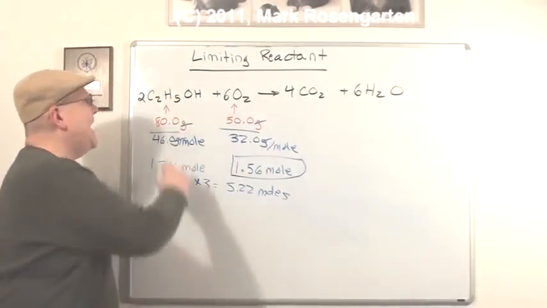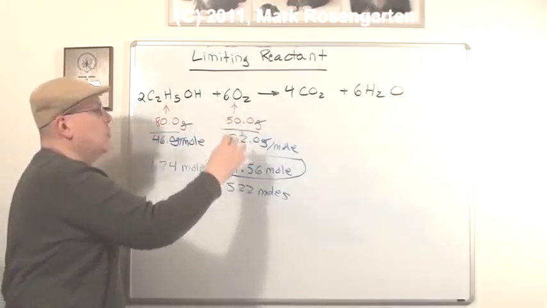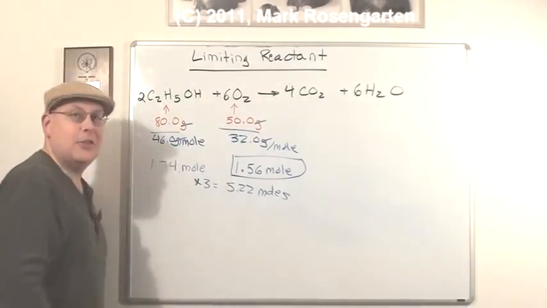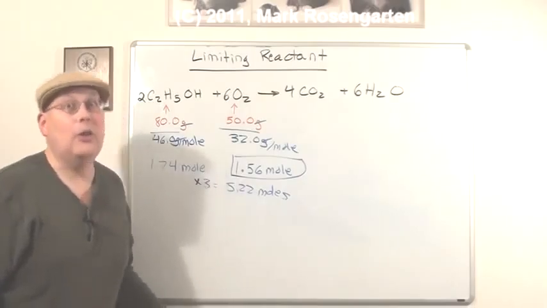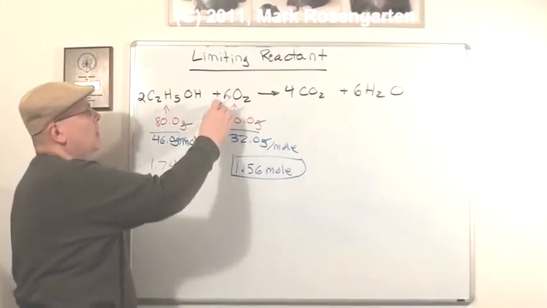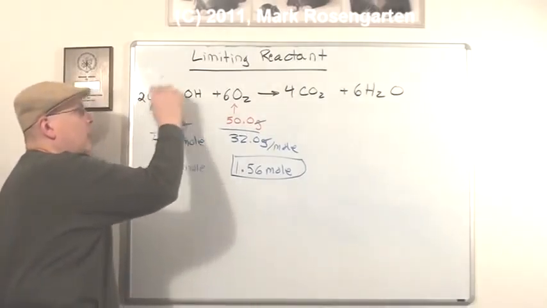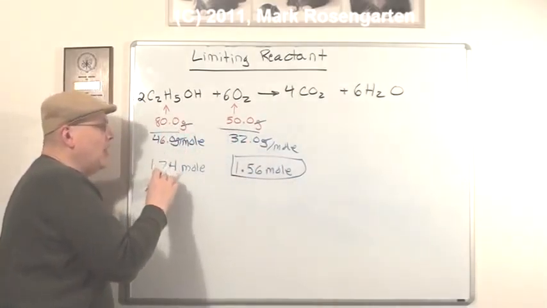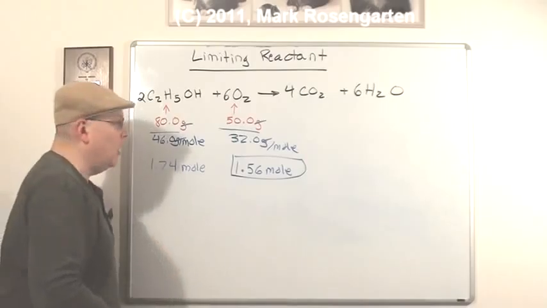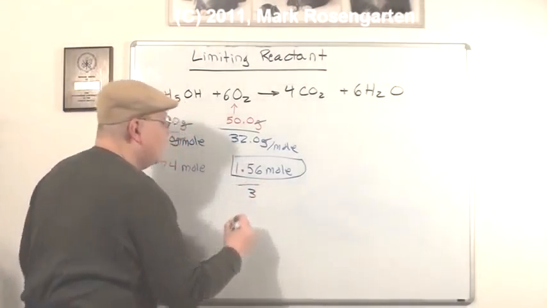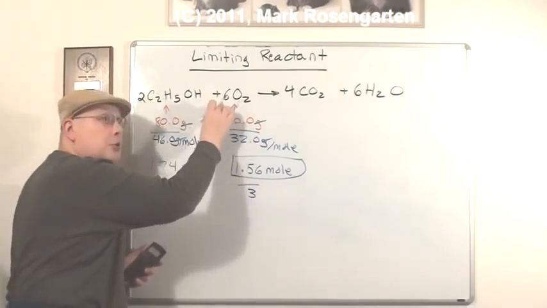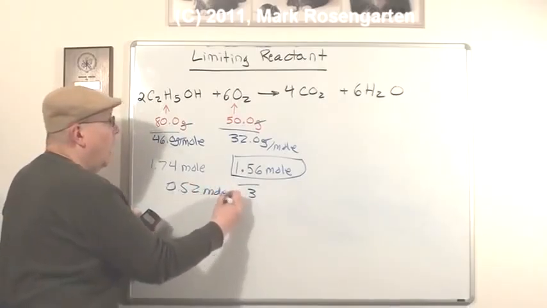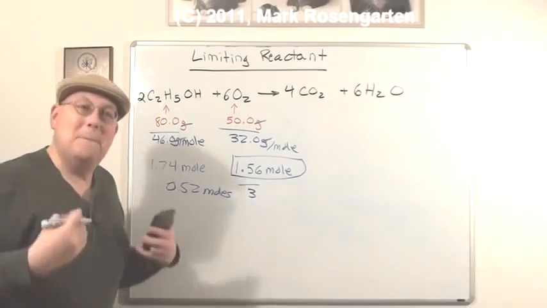And what's going to happen is, as this reaction proceeds, the oxygen will get used up first and leave behind an excess of ethanol. How much of an excess of ethanol? Well, that's also pretty easy to figure out. You see, because it's a 1-to-3 ratio of alcohol to oxygen, which means that when you use up the oxygen, you should have used up 1/3 as many moles of the ethanol. So 1.56 divided by 3, because the ratio is a 1-to-3 ratio, means that only 0.52 moles of ethanol will be used up by the reaction.